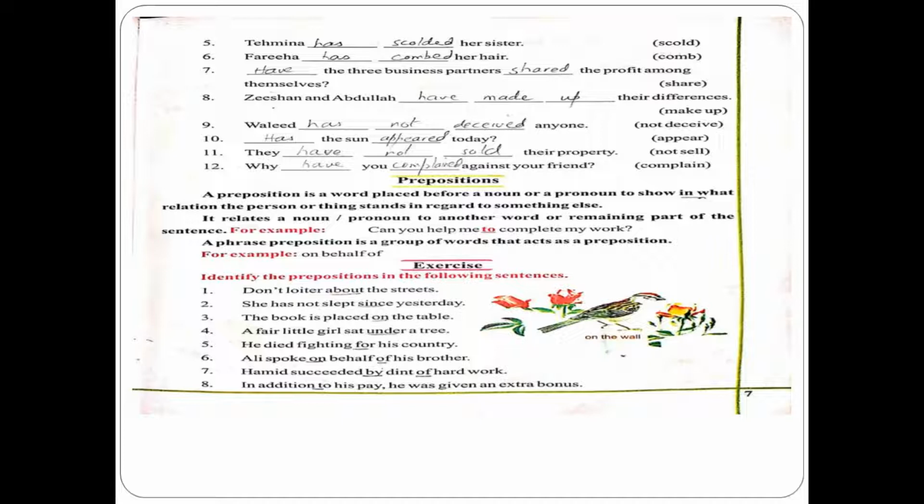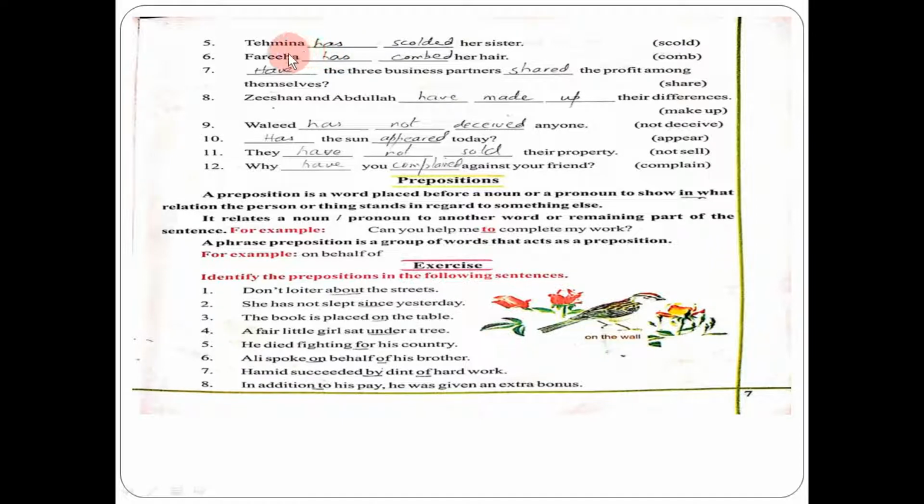Now look at sentence number 5. Tahmina, then 2 gaps are given, her sister. And in bracket, scold is given. So what are you going to do? You are going to add a helping verb after Tahmina. And what are you going to add? Has, and then the third form of the verb scold, that is scolded. Tahmina has scolded her sister.